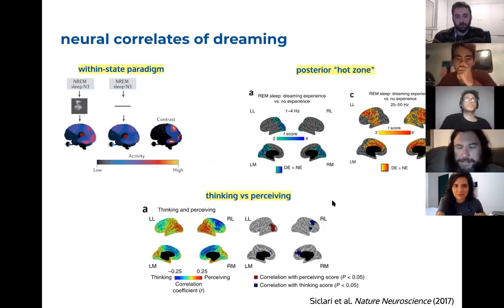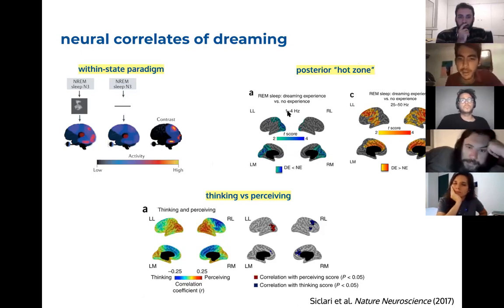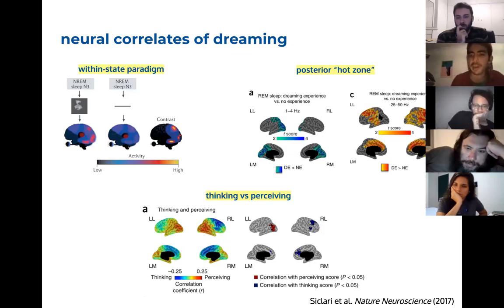And what you see is something really interesting: you basically have this posterior hot zone in which you get slow activations, 1 to 4 hertz, which are basically the hallmark of deep sleep and of unconsciousness. You get a reduction of that during dreaming, and you get an increase in high-frequency activity. So you get some form of desynchronized complex activation in the back that correlates really well with the presence of dreaming during non-REM sleep.